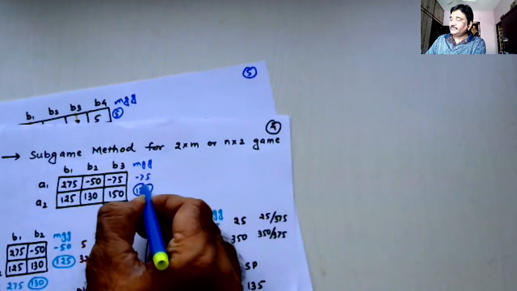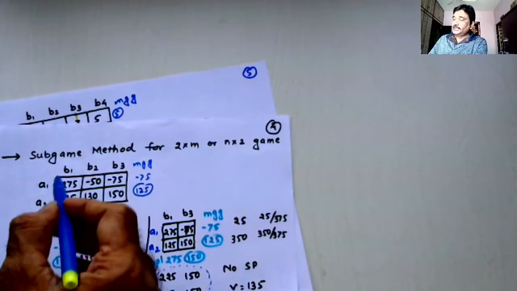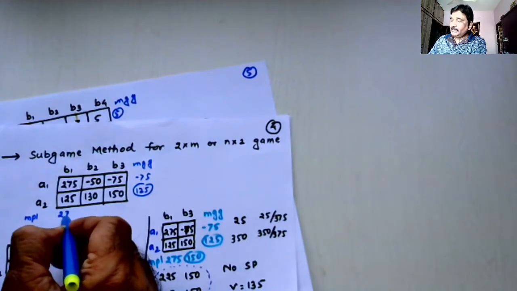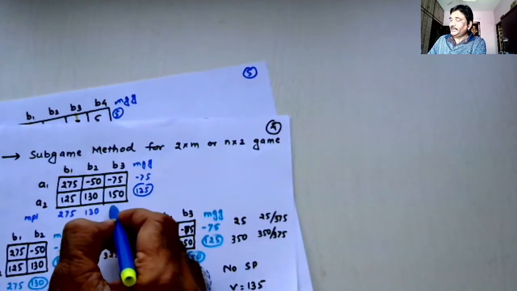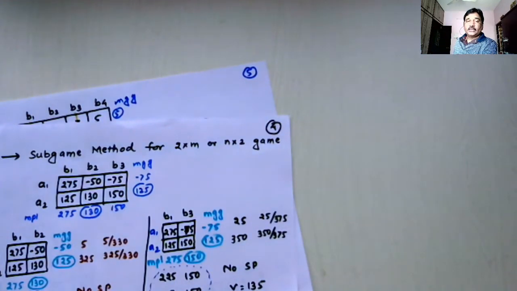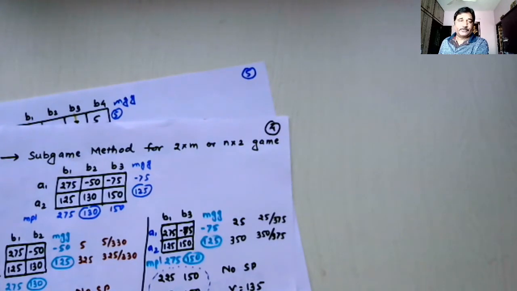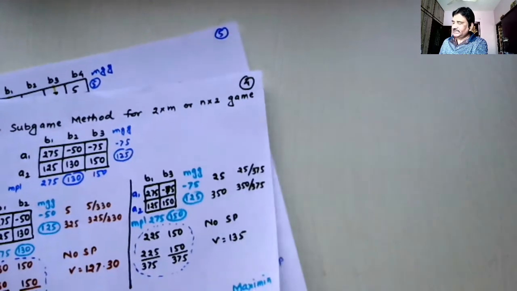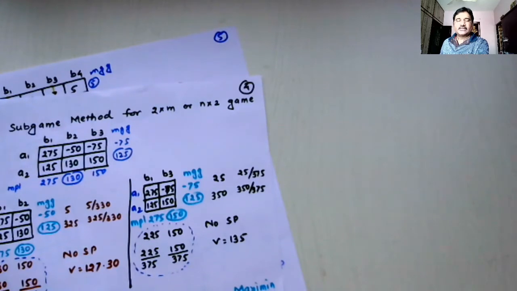125 is maximum, and maximum possible loss is 275 here, then 130 here, and then 150 here. Amongst all these values, 130 is minimum. So the game doesn't have a saddle point, but one thing is clear, that your game value will be lying between 125 to 130. It lies in between, not exactly midpoint, but in between 125 to 130.